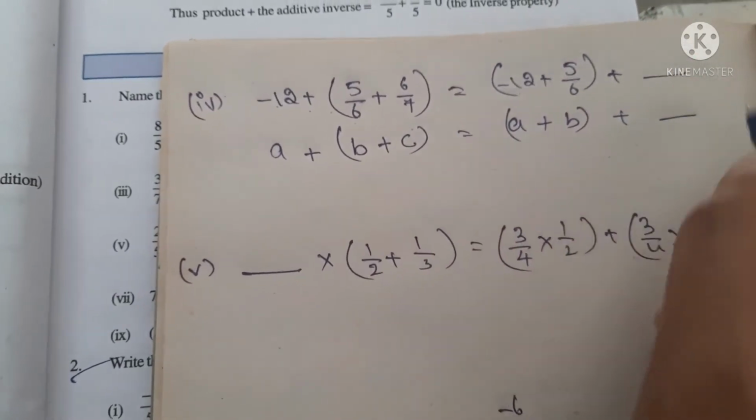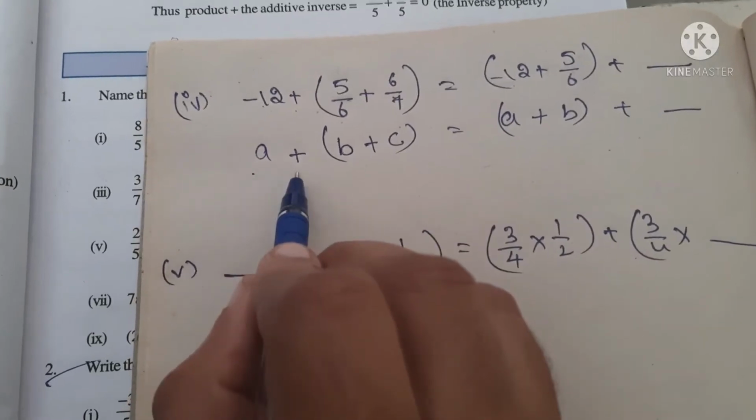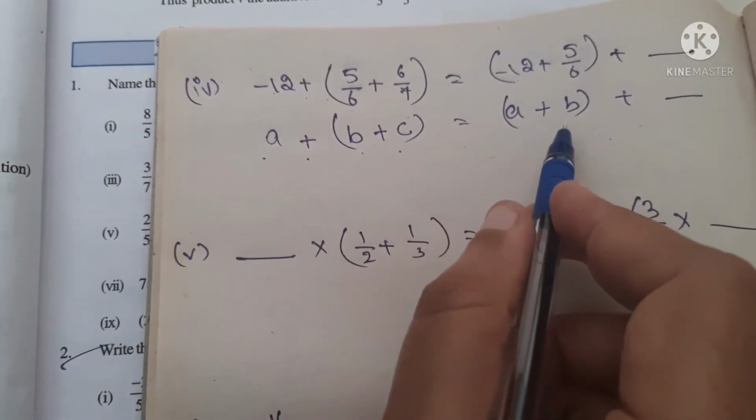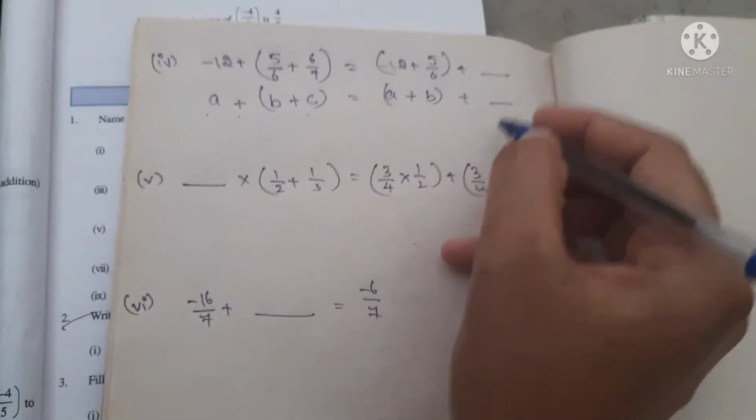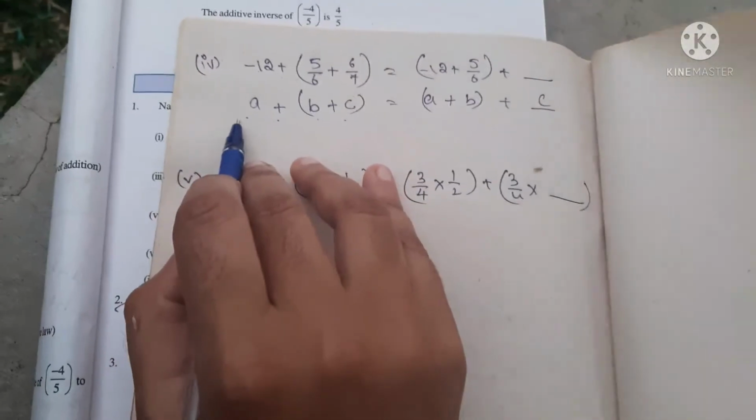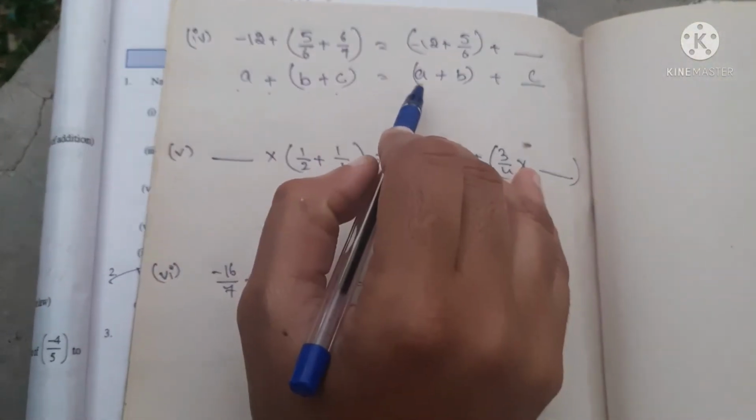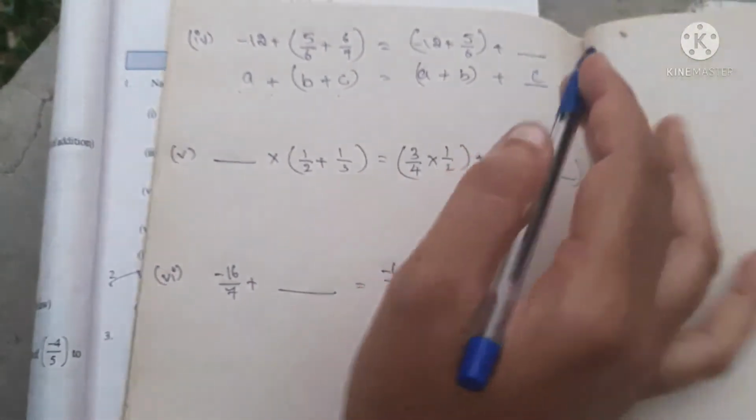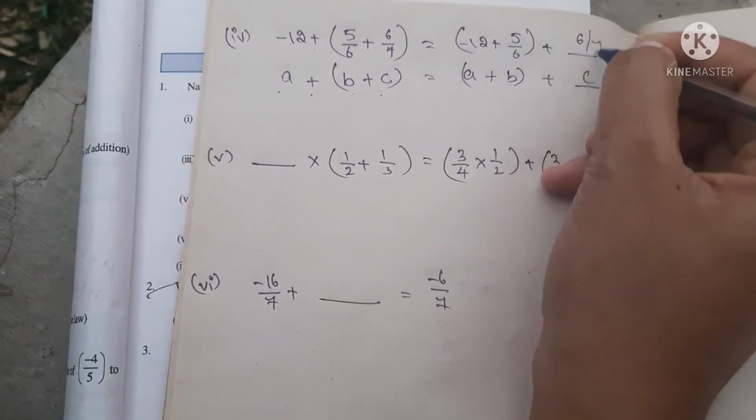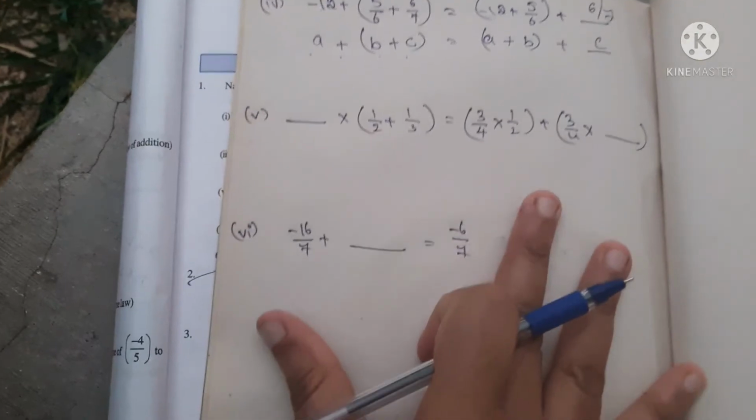So plus dash. First fill in the property. A plus of B plus C equals A plus B plus C. That means associative property. Okay. A plus of B plus C equals A plus of B plus C. No problem. 6 by 7. Is it clear? Did you understand? Shall I move to the next one?